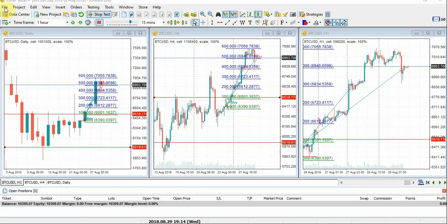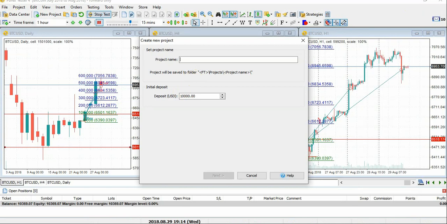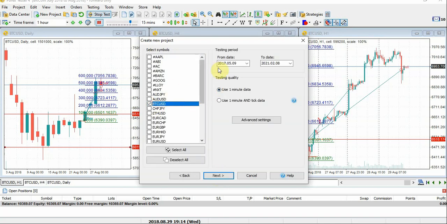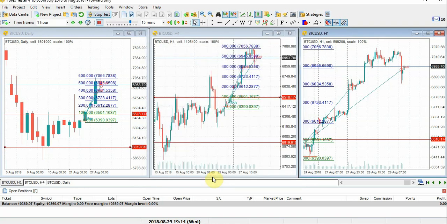So now, of course, we're going to shift to the next time period. So new project. This is going to be Bitcoin from June 2019 to July 2019. So we're always doing the summer. Bitcoin, 2019 June 1st to 2019 July 31st. 1 minute data is fine. Next. Okay, we're using forward testing mode only, so we can't cheat. New York Close is good, and create.